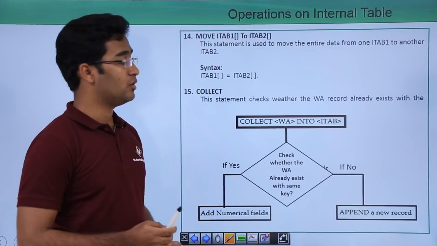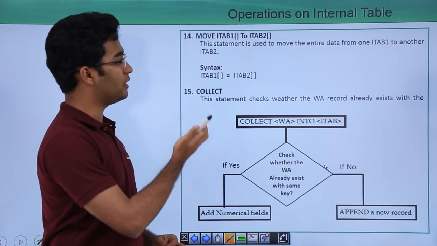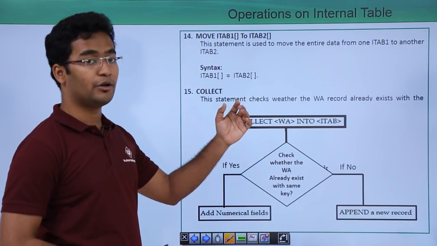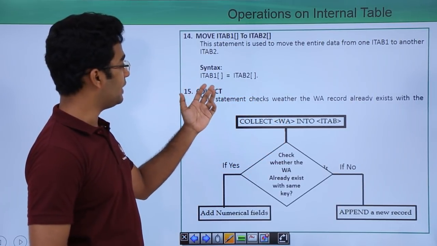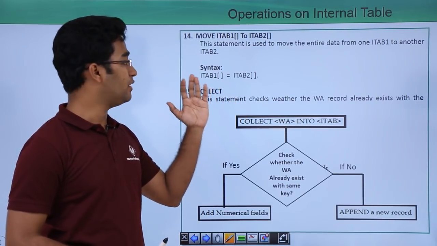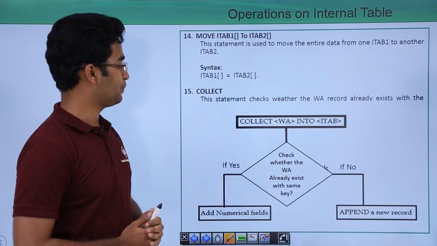Then we have the move operation. It is used to move the entire data from internal table 1 to internal table 2. This is the syntax here, that is itab1 = itab2. So the data is being moved from internal table 1 to internal table 2.